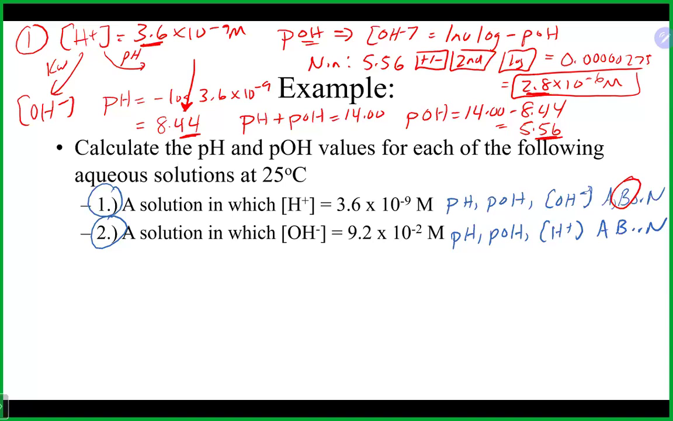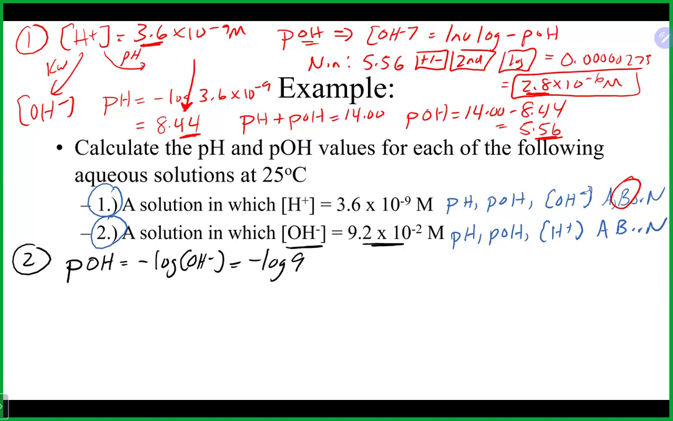All right, so looking at number 2 here, in this particular case, we are given the OH minus concentration. So that also opens up really 2 options since we're looking for everything. We could use KW to get the H plus. We could also get the pOH directly from that value. So I'm going to start with the pOH in this case. And the pOH is going to be negative log of the OH minus. That's negative log of 9.2 times 10 to the minus 2.